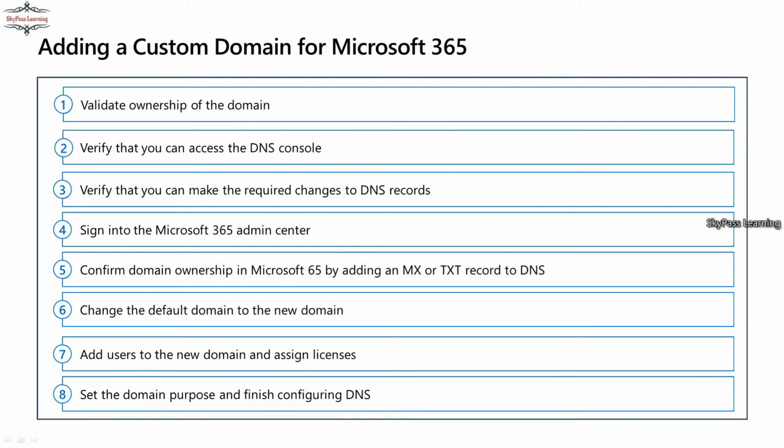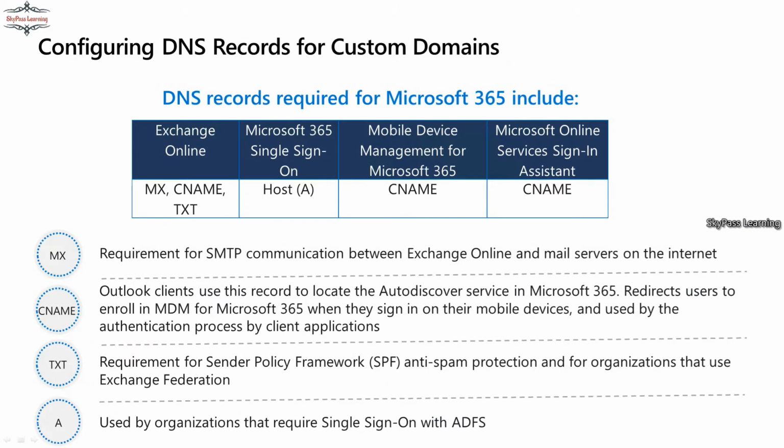Okay. Adding a custom domain, I will show you how we can add the custom domain in Microsoft 365 or Office 365. First, you have to validate the ownership, verify your DNS. You have to create a couple of records. Once you confirm, Microsoft will automatically add those records. I will show you how it will go and work. Further to that, you can add the users and assign the licenses as per your requirement.